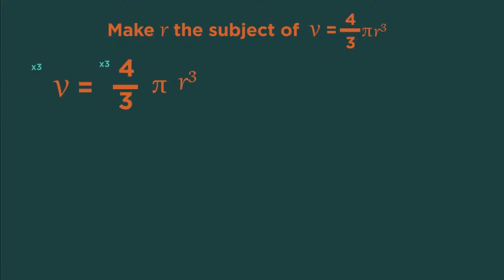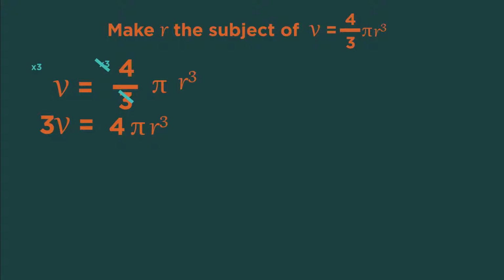Here's another example. Remember that pi is just a number. Don't let it stress you. It's also easier to treat the 4 and 3 as separate parts. Start by multiplying both sides by 3 so that they cancel each other out on this side.